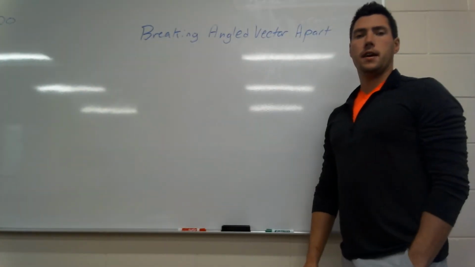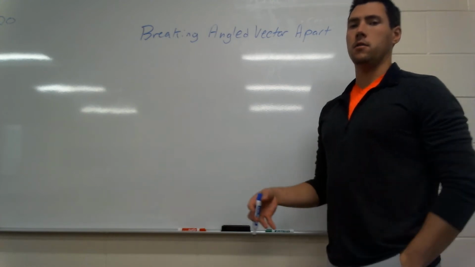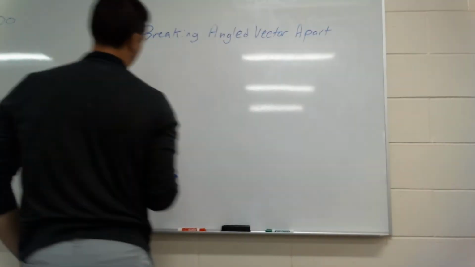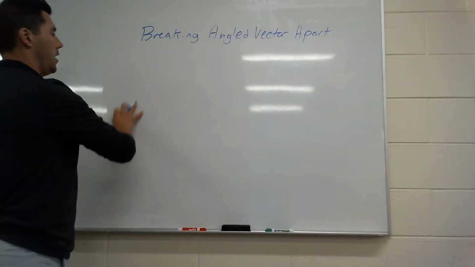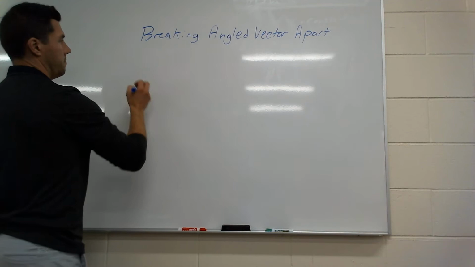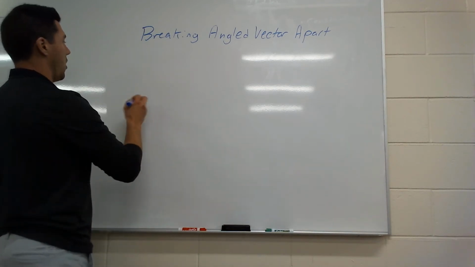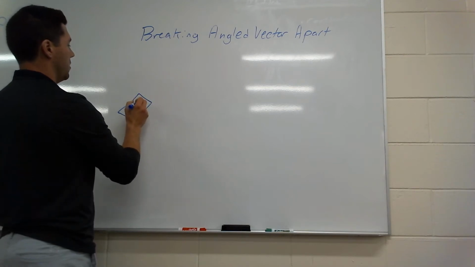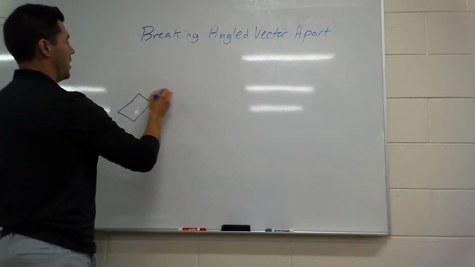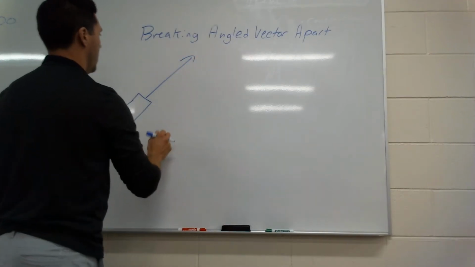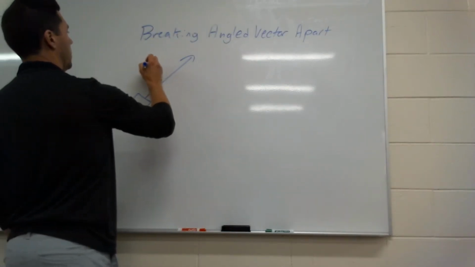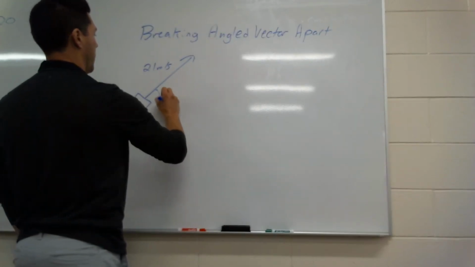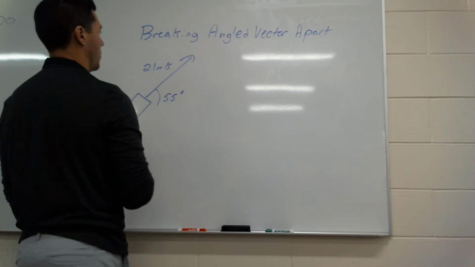All right, hey physics class, let's talk about breaking angled vectors apart. So what that means is, let's say we have a car. Here's my fun car, it's got some wheels. It is going this direction. Let's say it is going, I don't know, 21 meters per second at an angle of 55 degrees.